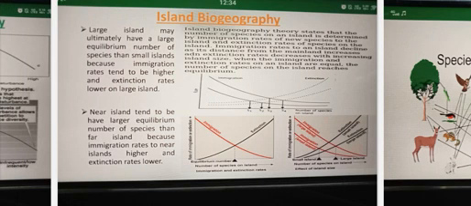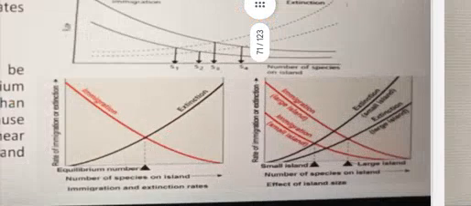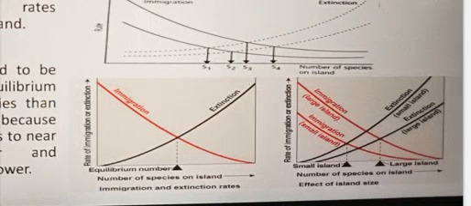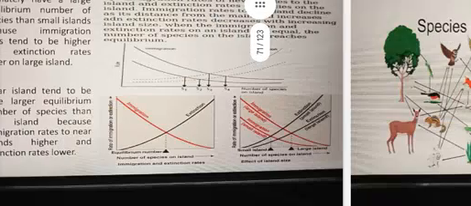Island biogeography theory states that the number of species on an island is determined by the immigration rates of new species to the island and extinction rates of species on the island. Immigration rates to the island decline as its distance from the mainland increases. So here, this graph is very important.